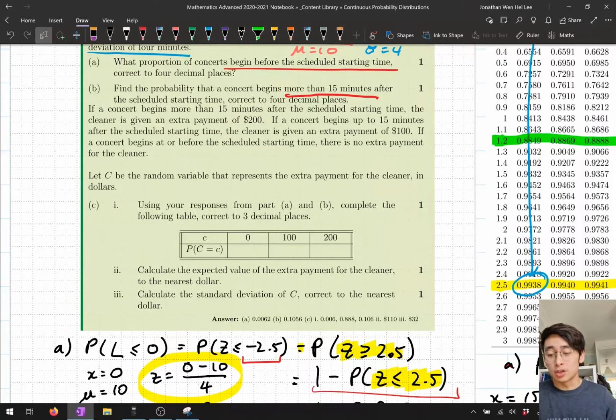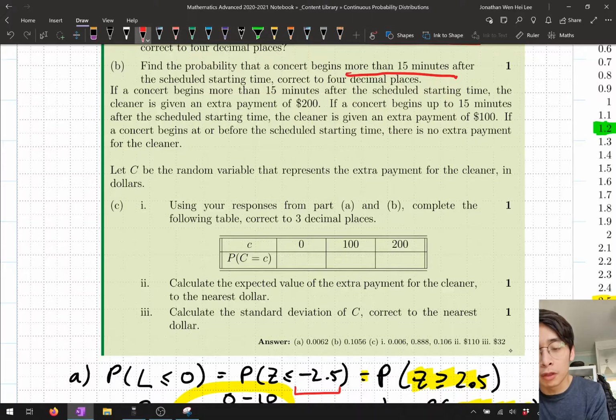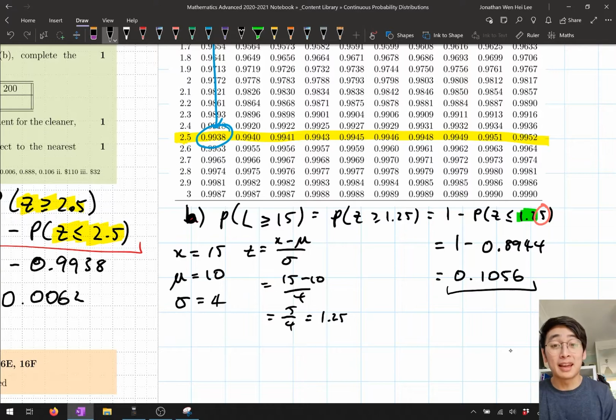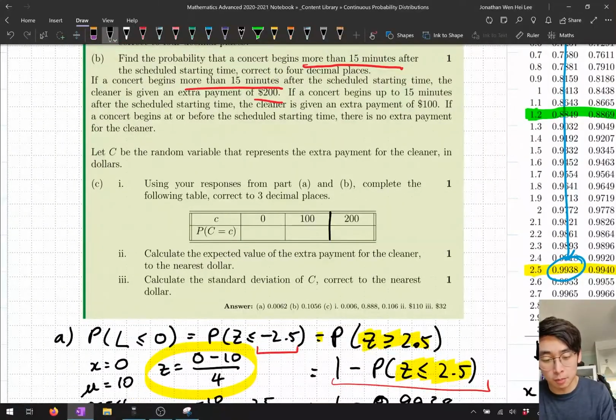So in part C I, using your responses from A and B, complete the following table. If the cleaner has to wait for more than 15 minutes, they get paid $200. That's what we found in part B: the probability that the concert starts 15 minutes after the starting time, so it's 15 minutes late. The probability that it starts 15 minutes late is 0.1056. So if they get $200, that just refers to this box over here.